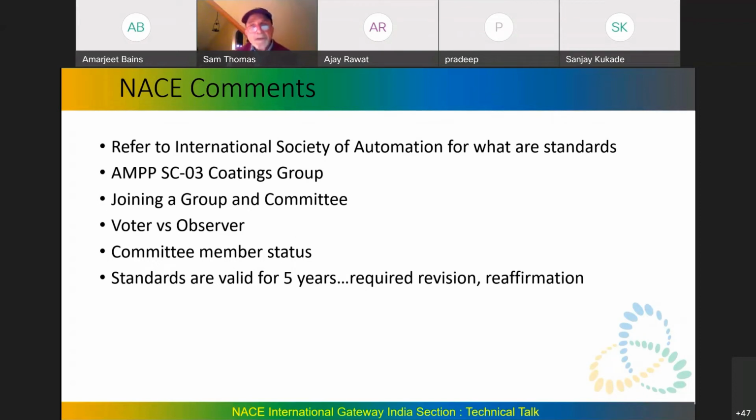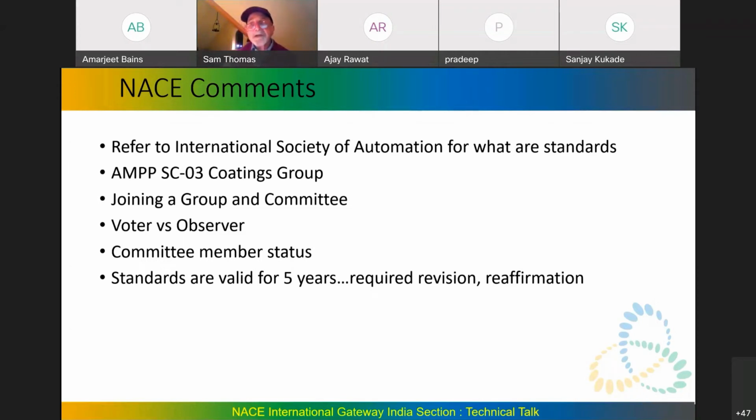If you are a voter, you are required to vote on every standard that comes out within SC03. As an observer, you get to do everything that a voter does except vote. You can put your comments in during a balloting process. If you say, I disagree with this, or I would like you to think about this particular aspect of the standard, that becomes a comment that has to be addressed. So an observer can give comments, they just do not vote, whereas a voter does all of that plus voting, but has the responsibility to vote.